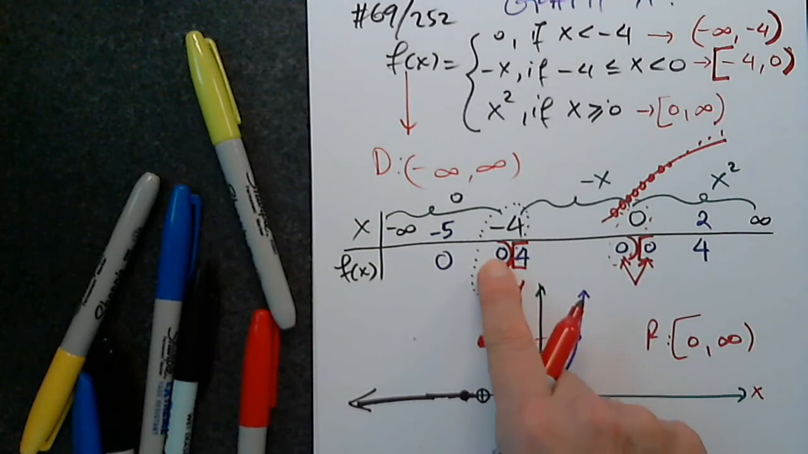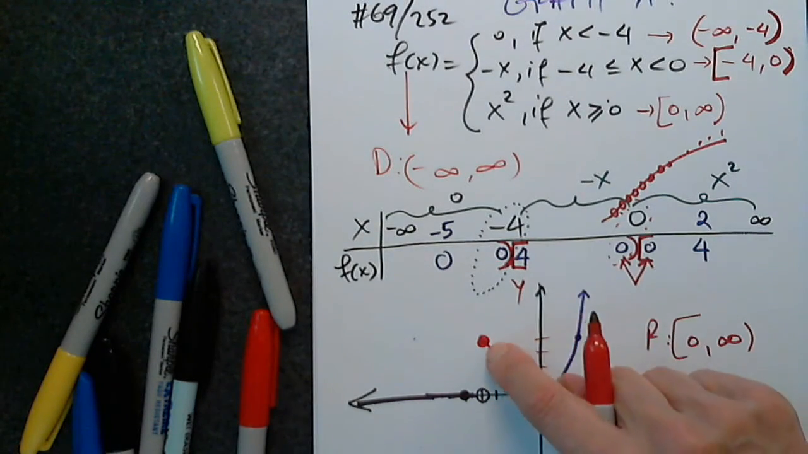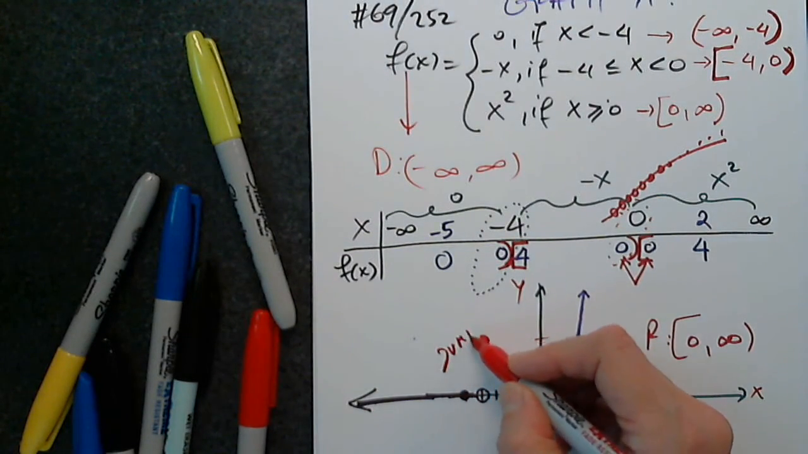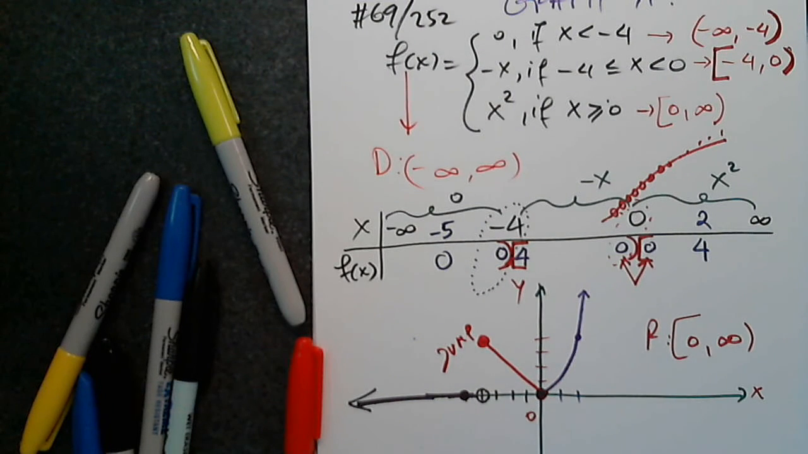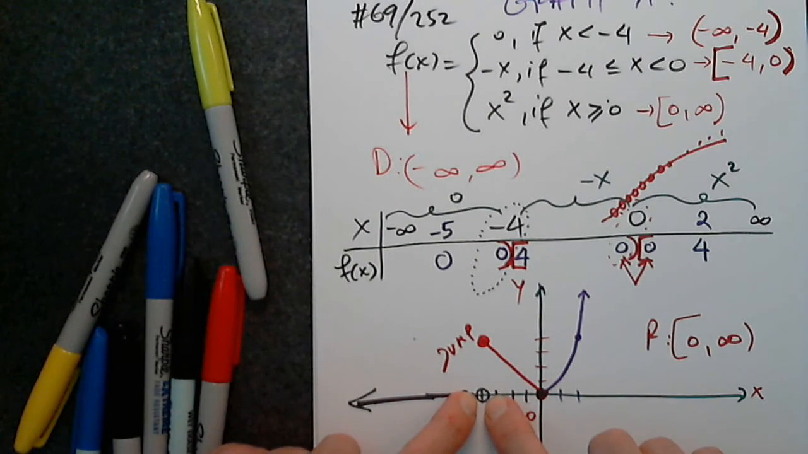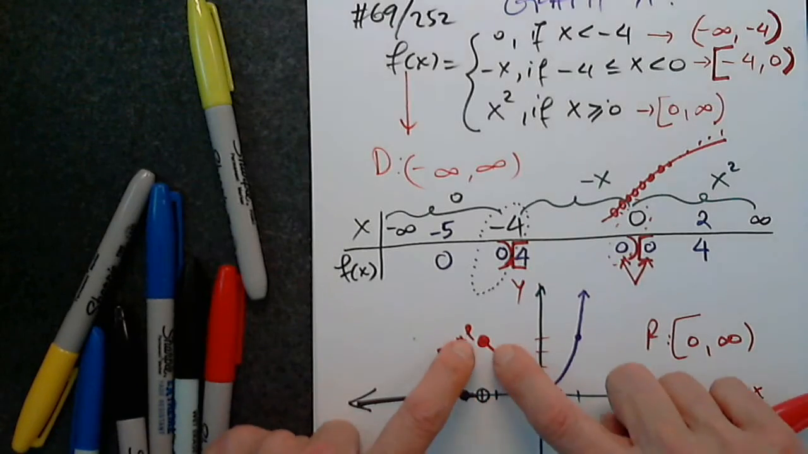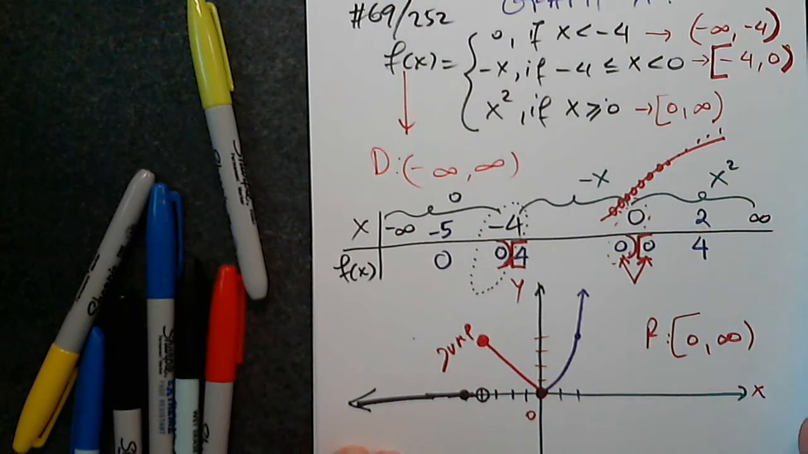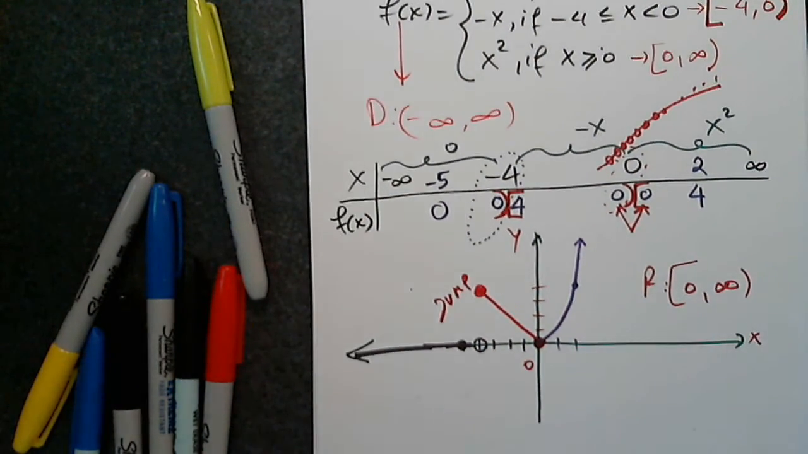On this side, this number is 0, and this number is 4, so this is called a jump. The function jumps. This is non-existent. It's an empty point, and this is a full point. This is how we graph piecewise defined functions. Can anyone give us an example of a piecewise defined function from real life?